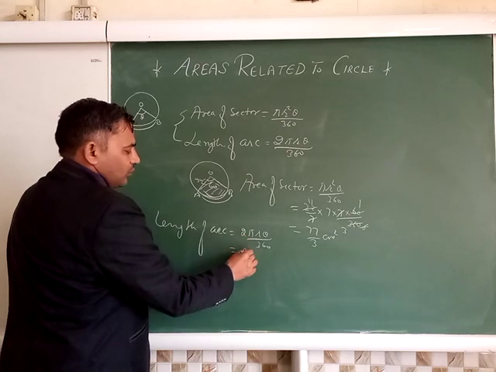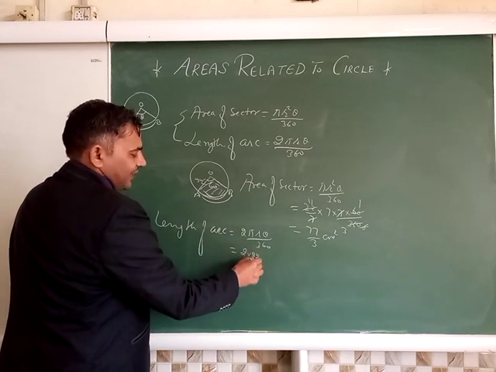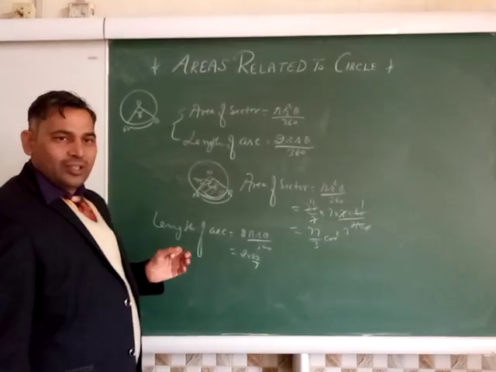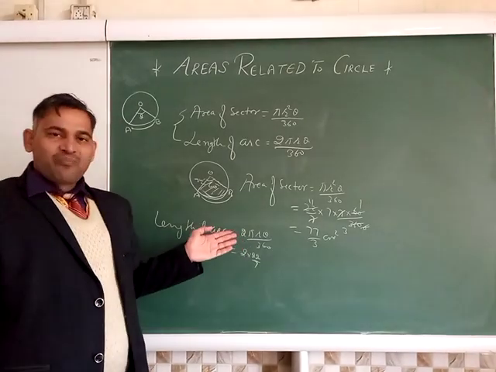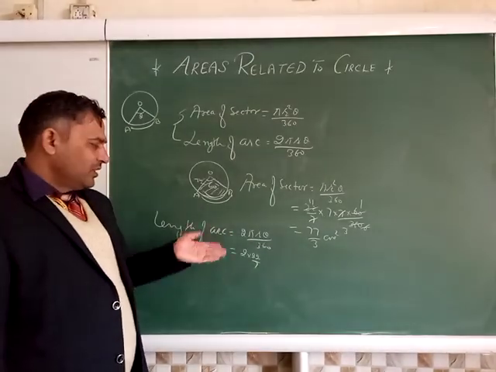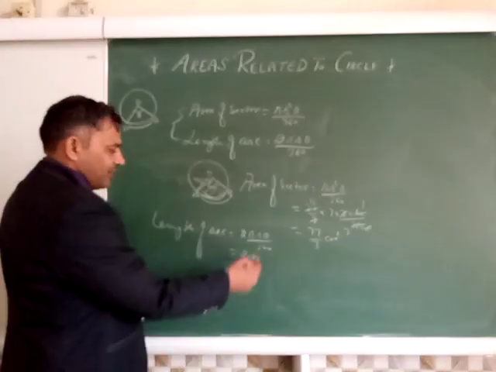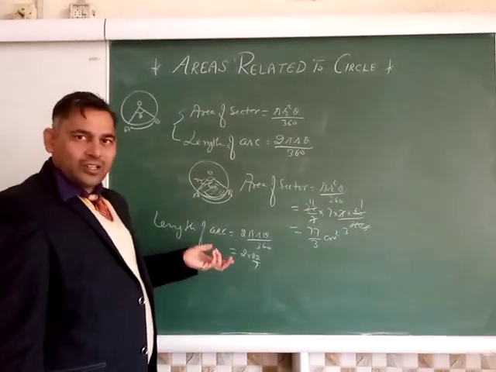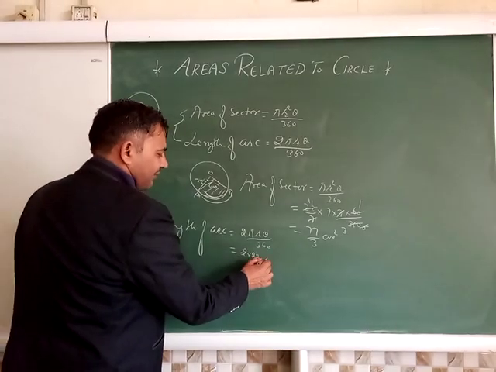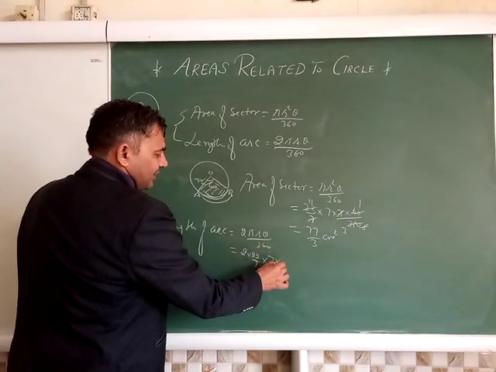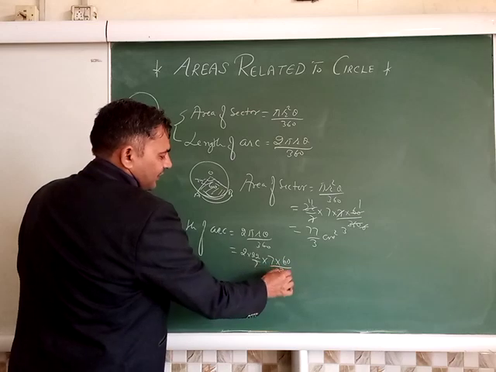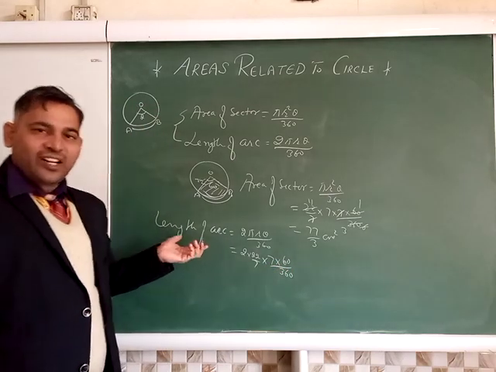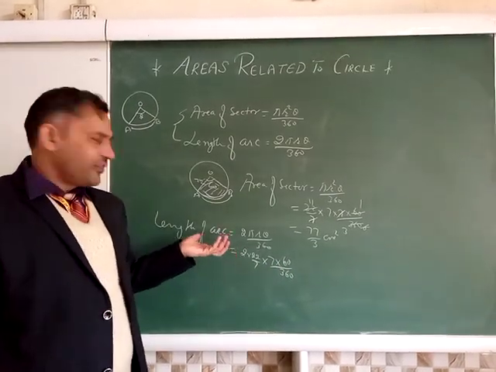Now 2 into 22 by 7. This is the pi value. You know from earlier classes pi is 3.14 and 22 by 7. If it is mentioned, then apply 3.14. If it is not given, you can apply 22 by 7. Into radius 7, into 60 by 360. This is the application, how to use the formula in the question.